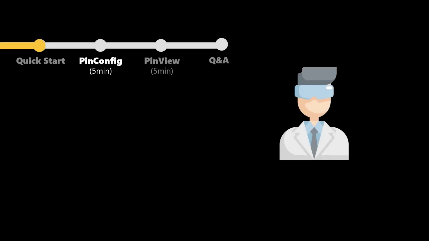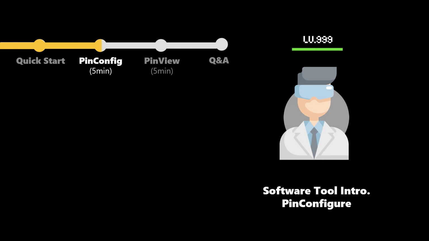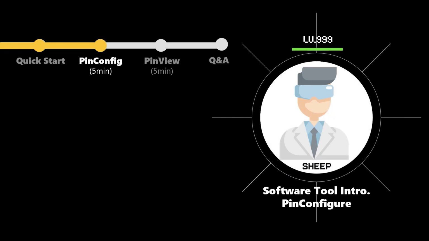So, this workshop includes 3 courses: Quickstart, pin configure, and pin view. You can find all the resources mentioned on our website page of software and tool. We will also provide you the slides later. Moreover, there is a Q&A session at the end of this workshop. We can give you all the support immediately, if any.